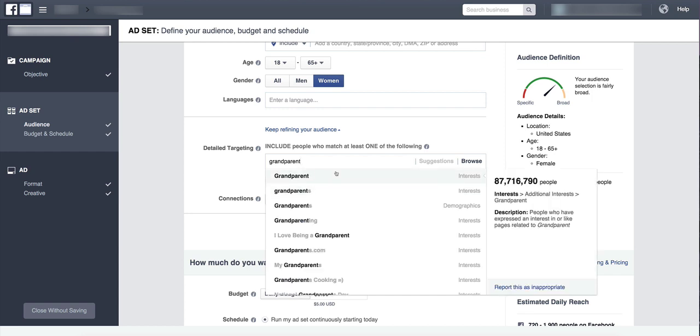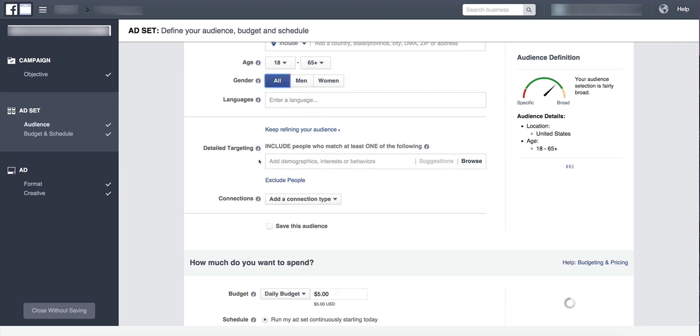Grandparent. Grandparent is an interest. It's got 87 million people attached to it. Remember, this is going to have likers by association, so it's probably going to have grandchildren, sons and daughters. These are people that maybe liked a post that their grandma or grandpa made, or maybe they made a post about how they appreciate their grandparents. But it's a very broad interest. A very, very broad interest.